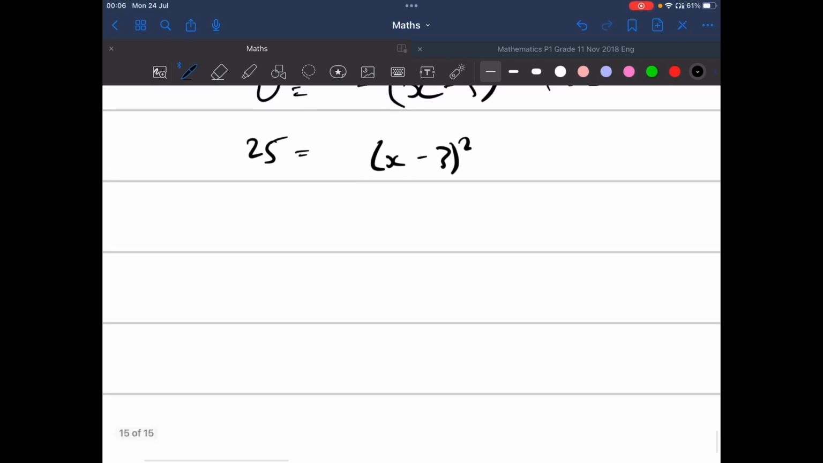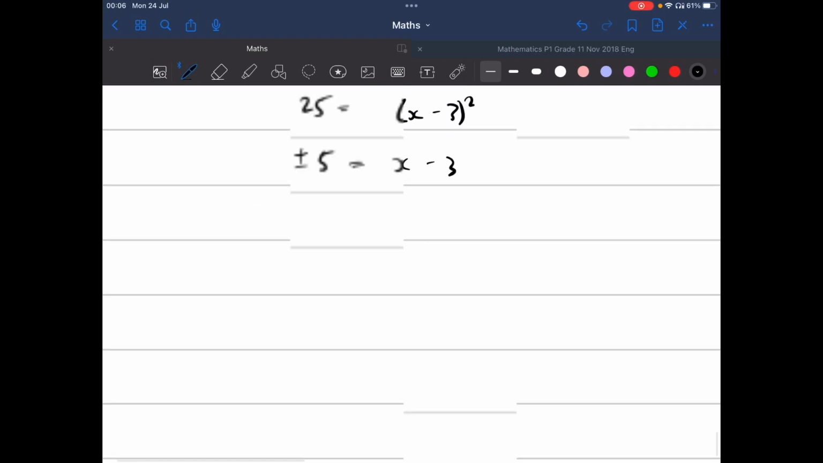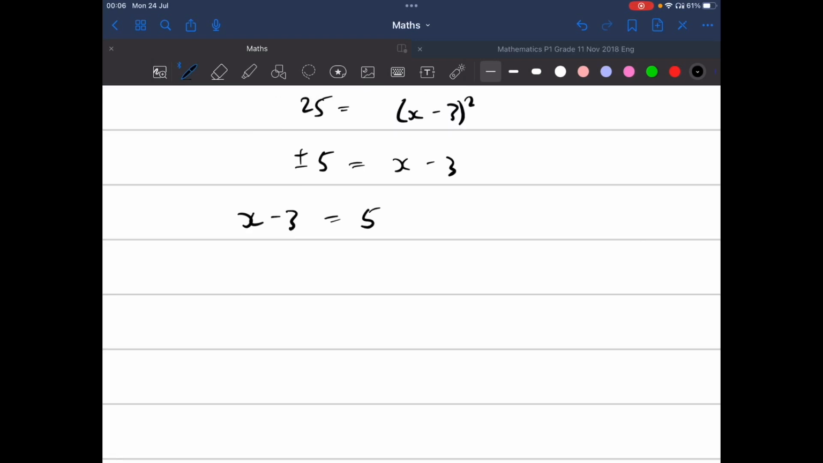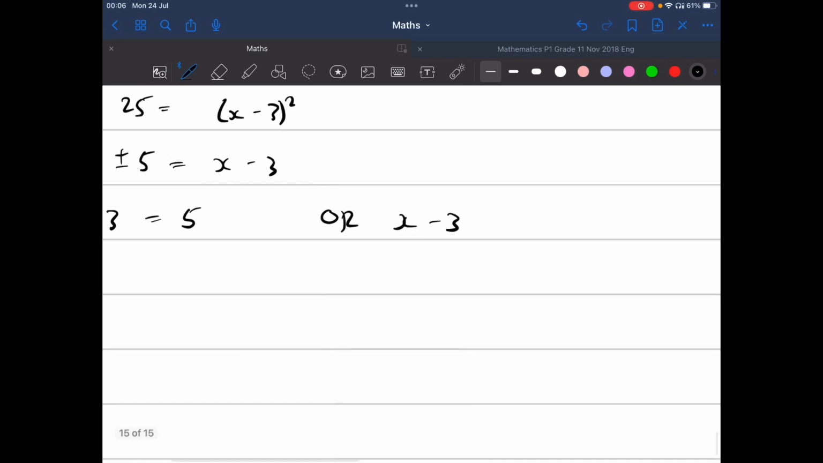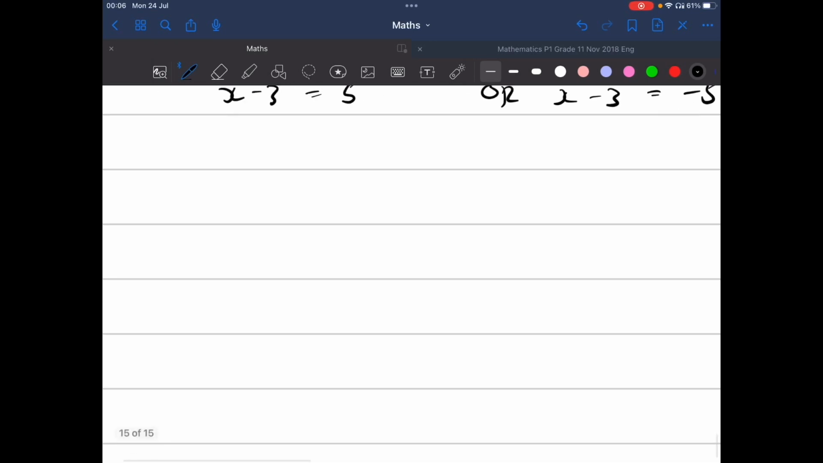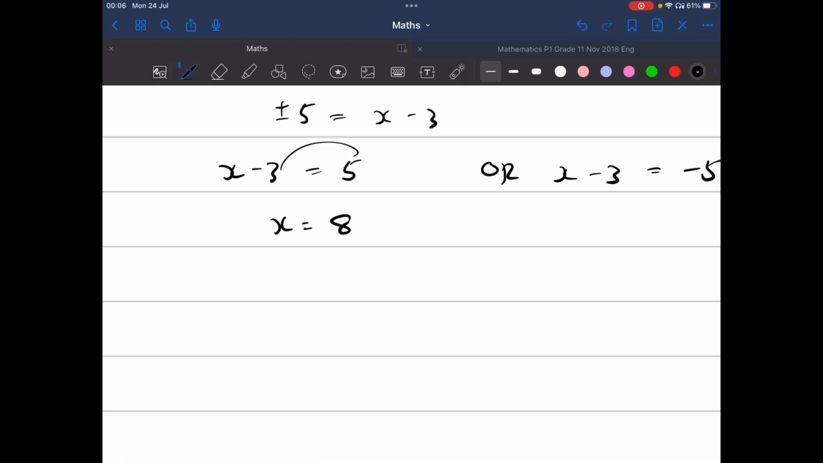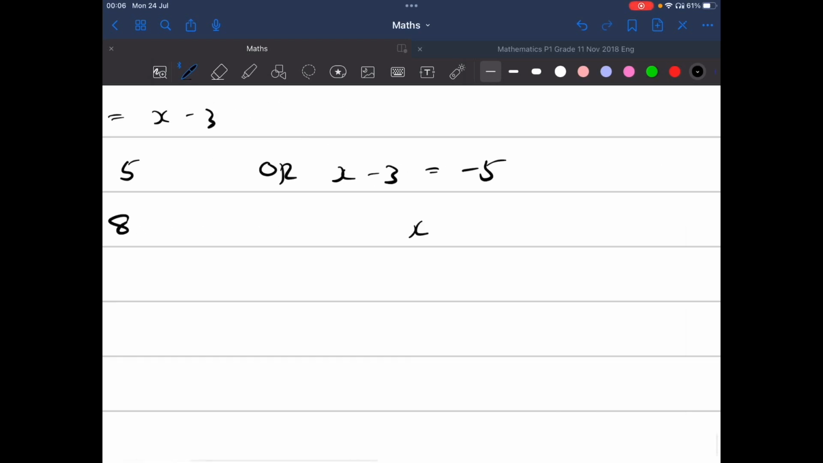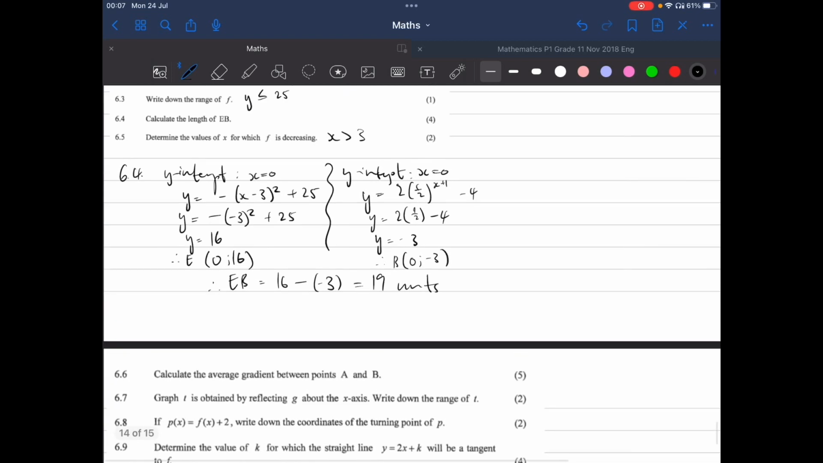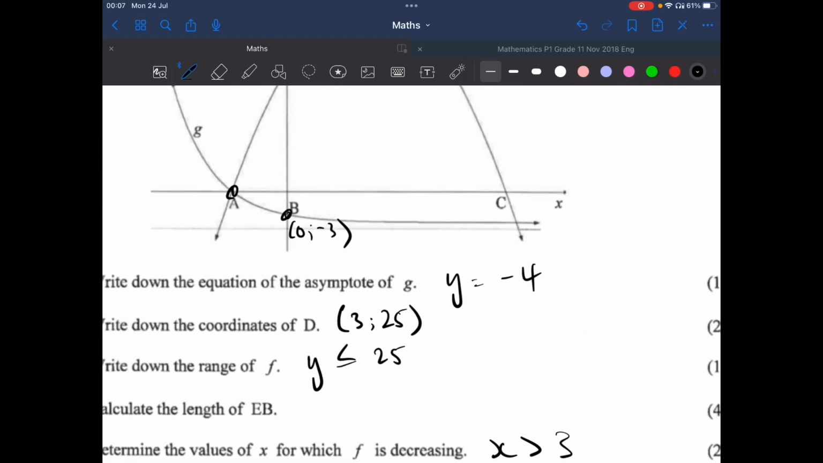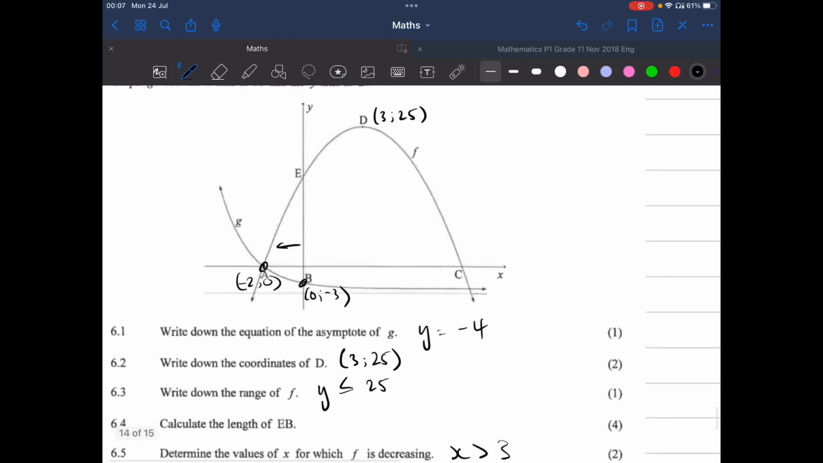Let's find the square root of 25. Now remember, this can be plus or minus 5. So x minus 3 is equal to plus 5, or x minus 3 is equal to minus 5. That means x is either equal to 8, if I bring that to that side, or x is equal to minus 2. So A is going to be at minus 2, because it's on this side of the y-axis, and this is going to be at (8, 0).